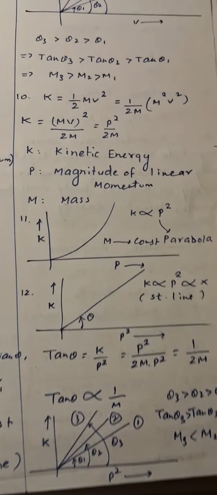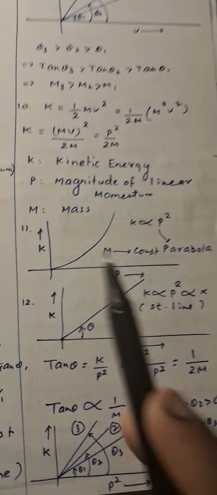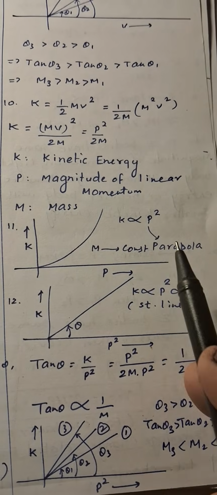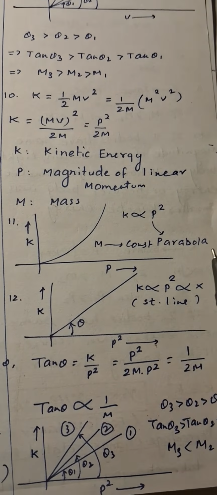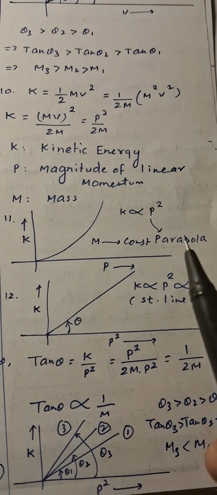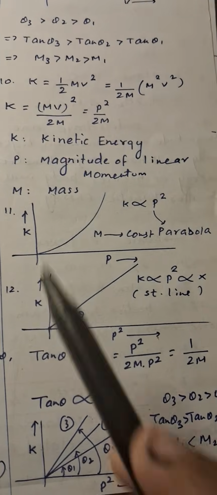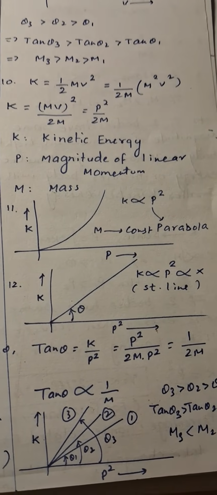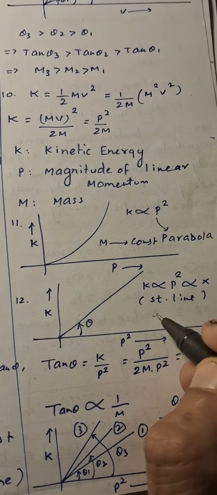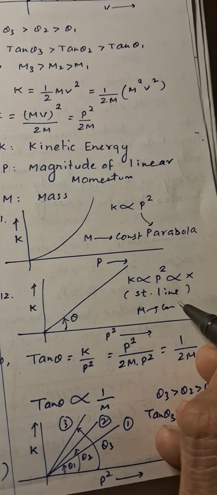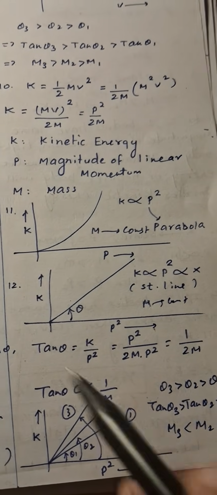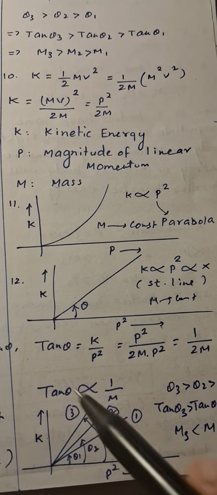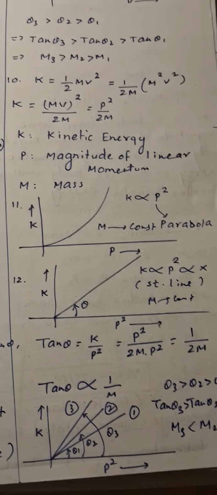Let's see some variations in the graphical perspectives. The first thing is the graph of k versus p. We know that k is proportional to p square, so the graph is going to be a parabola. We assume that mass is constant over here, so that will be a parabolic graph. If we draw a graph between k and p square, where we assume p square is x, here also we have assumed that mass is constant. So we can say that tan theta will be k by p square, that is 1 by 2m. So tan theta is proportional to 1 by m.